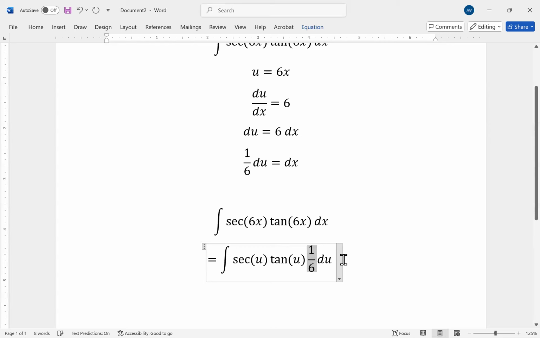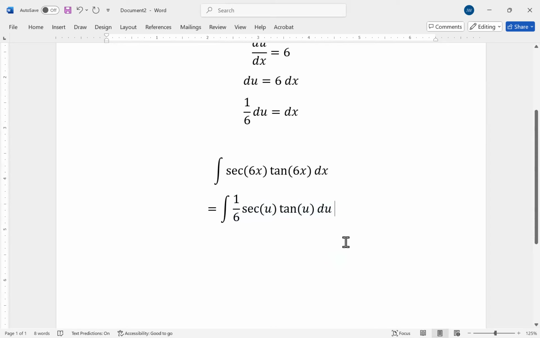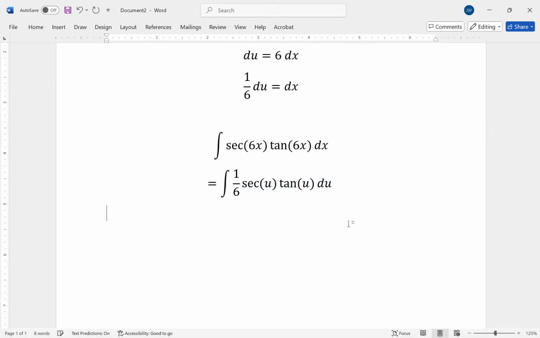I'll take the 1/6 out front and write it in front of the secant and tangent. Now, this is a nice thing to integrate because the antiderivative of secant times tangent of the same variable is just secant of that variable. So we get 1/6 times secant of the variable u when we integrate, and then we always have to tack on our plus c at the end.